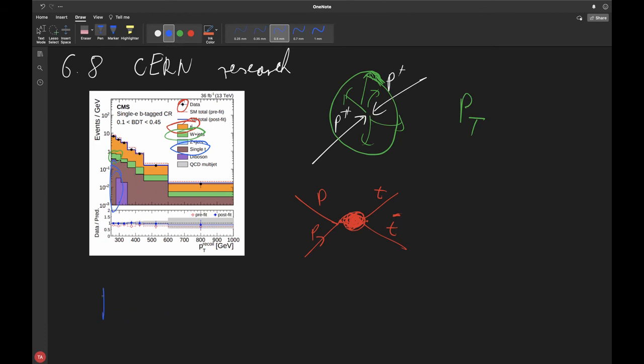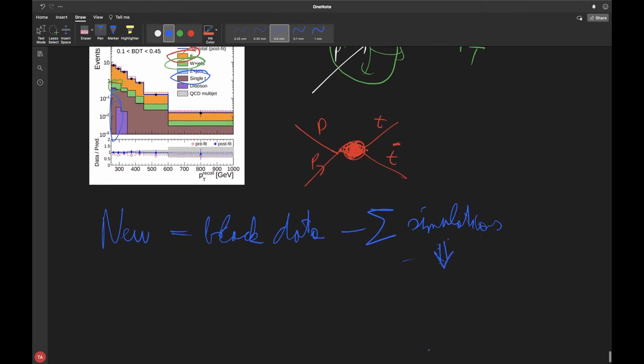So anything new is going to be the black data points minus the sum of the simulations. And these simulations contain the standard model. And they are calculated based on what we just discussed.